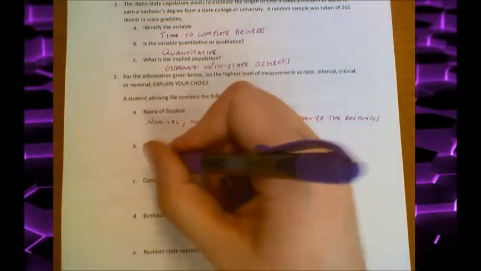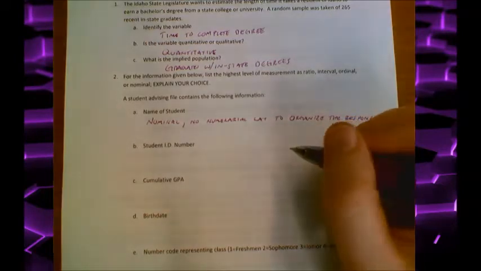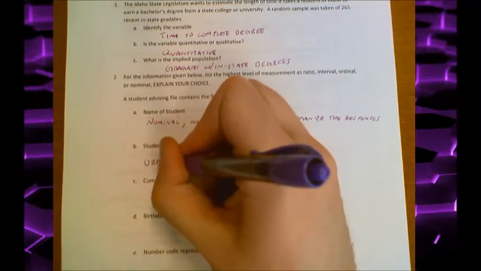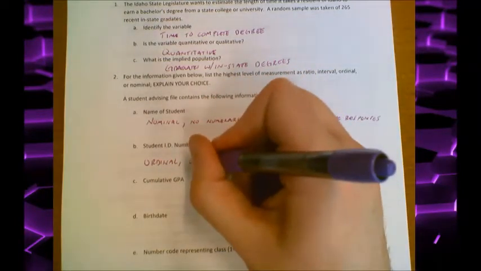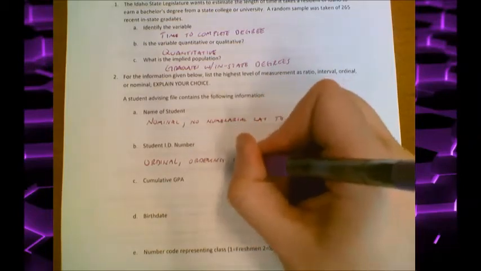But the problem is those ID numbers really don't mean anything. So the fact that I can order them doesn't help, right? I can do it, but it's not beneficial in any way. So it's above nominal, but it's going to stop there when I get to ordinal. It's going to be ordinal because ordering them is essentially meaningless.